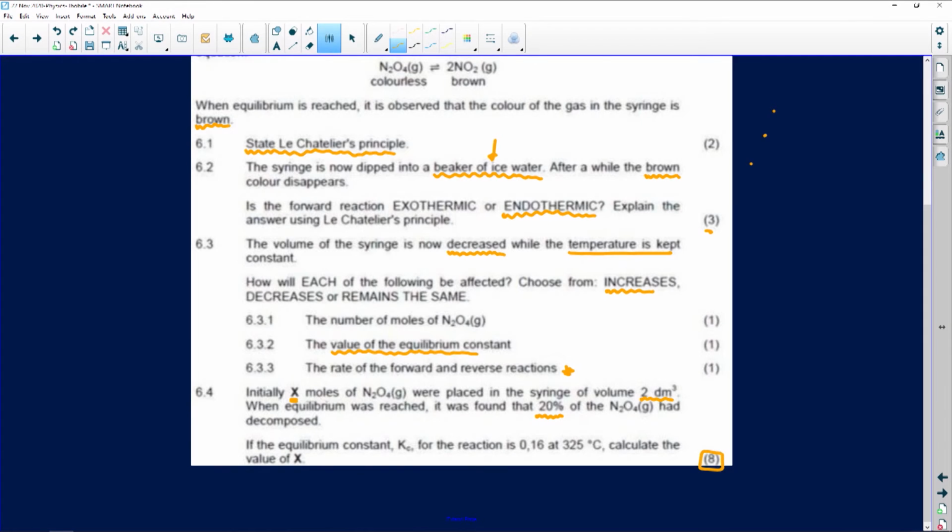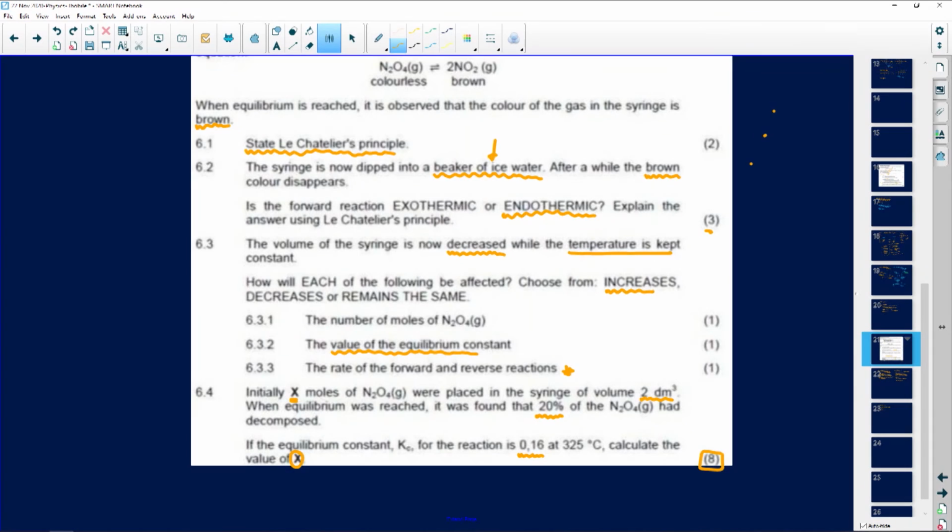Now, percentage form. If you have 20%, always think of percentage out of 100. If I give you 20% of something, how much do I have left? I've got 80%, because 80% plus 20% gives me 100%. I have a whole thing, I only give you 20%, whatever's left is then 80%. Always think of percentage like that. 20% of N2O4 had decomposed. If the equilibrium constant Kc for the equilibrium is 0.16, reached at a temperature of 35 degrees Celsius, we must calculate the value of X.